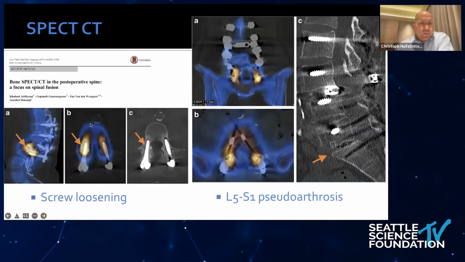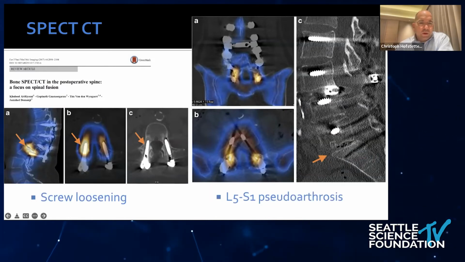Here are a couple of examples from a recent paper on this topic. It helps you with detecting screw loosening, so you can see this here on the CT scan and on the SPECT. It also is helpful to detect subtle or not so subtle pseudoarthrosis, so you can see that here at L5-S1.